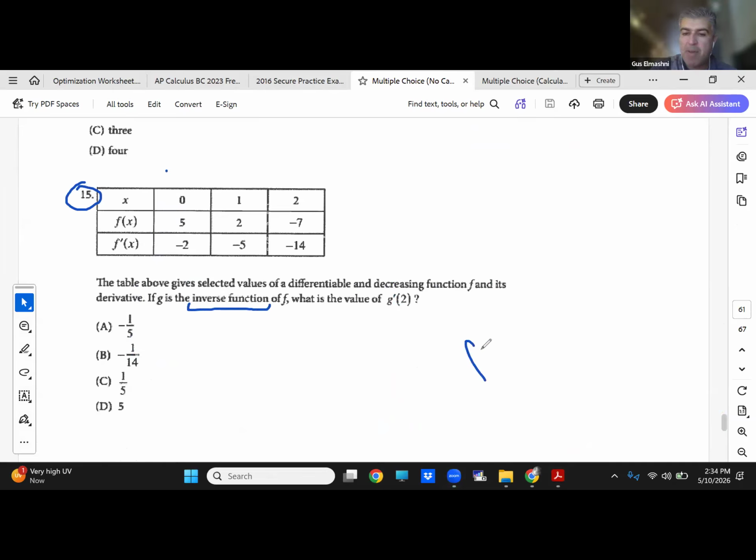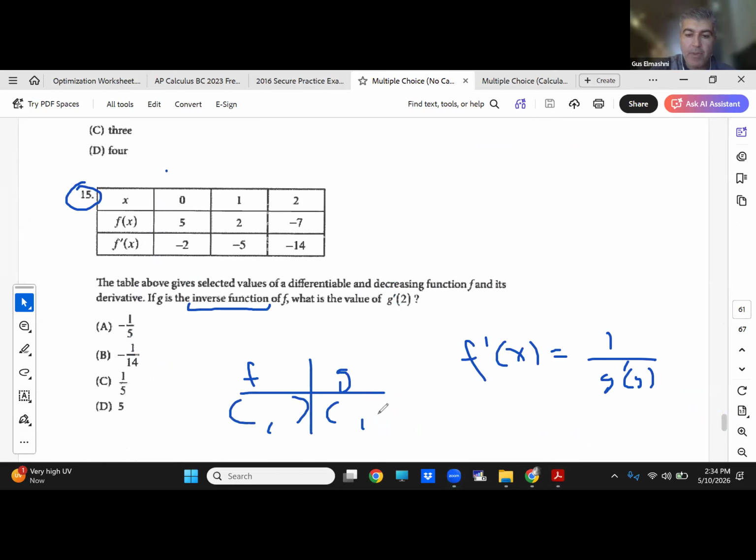Now remember, f prime of x is 1 over g prime of y. And as a strategy, usually what you want to do is figure out the coordinates that we're interested in on both f and g graphs. And g is the inverse of f.